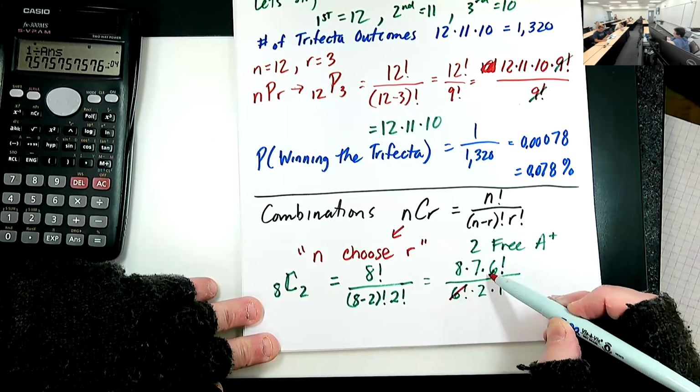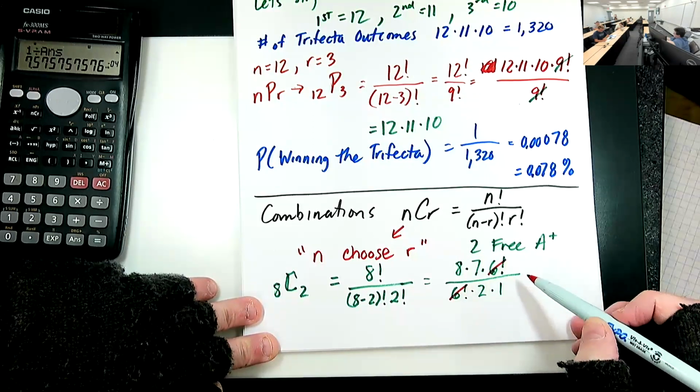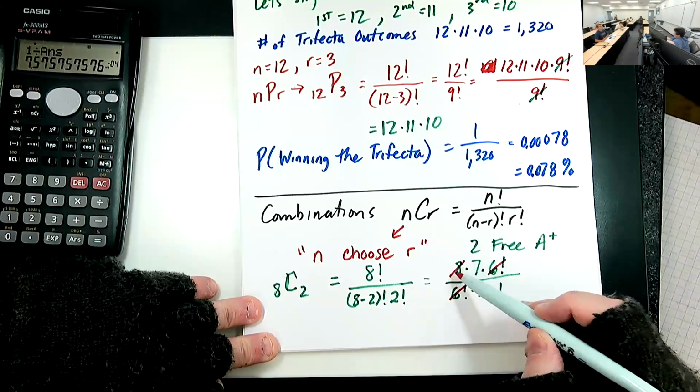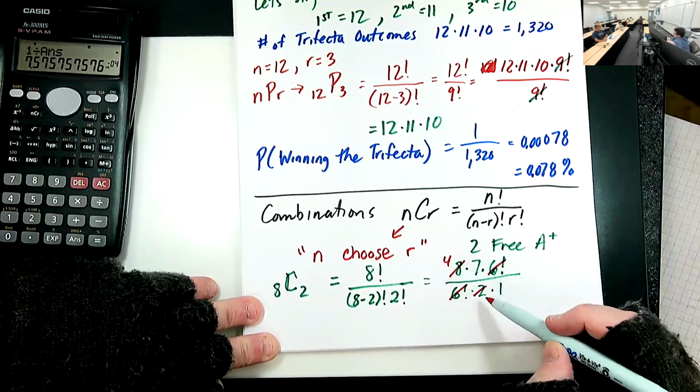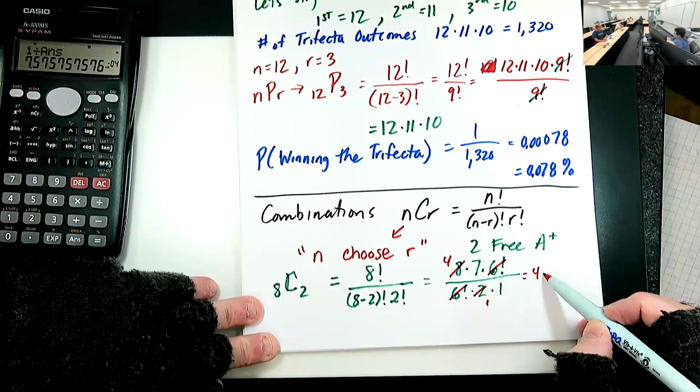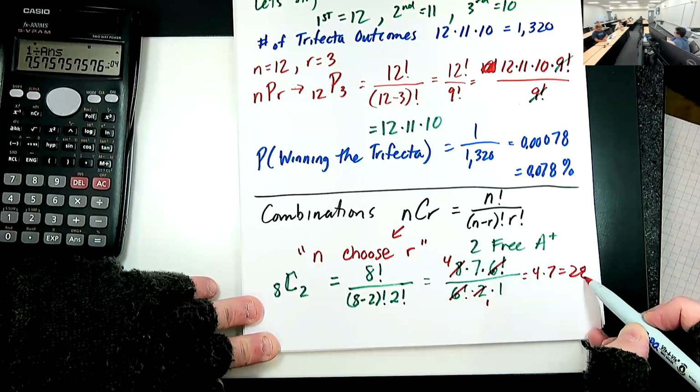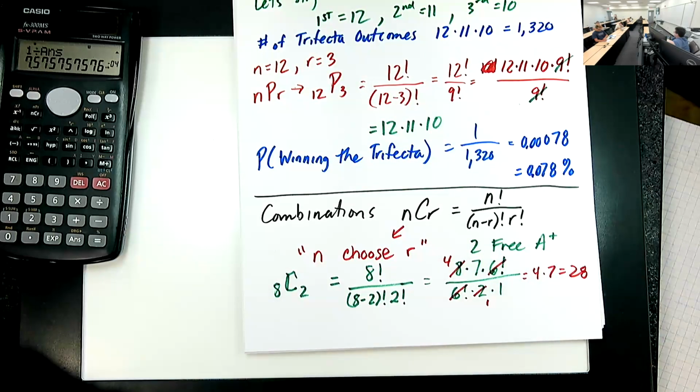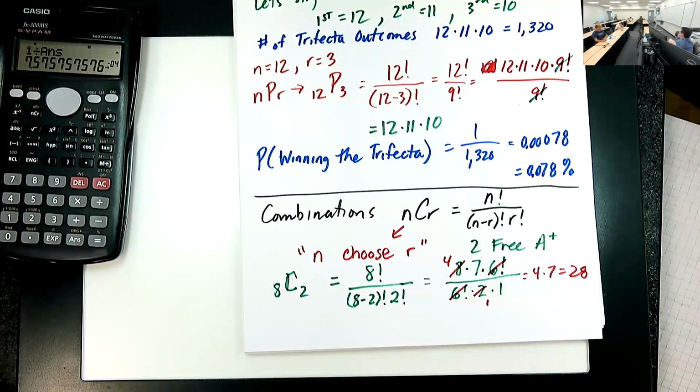The 6 factorials cross off. And I can simplify the 8 and the 2, right? 8 divided by 2 is 4. I have 4 times 7 is 28. There are 28 ways to pick 2 students out of 8 if order doesn't matter. So if I were to do this, you have a 1 in 28 chance of being selected.